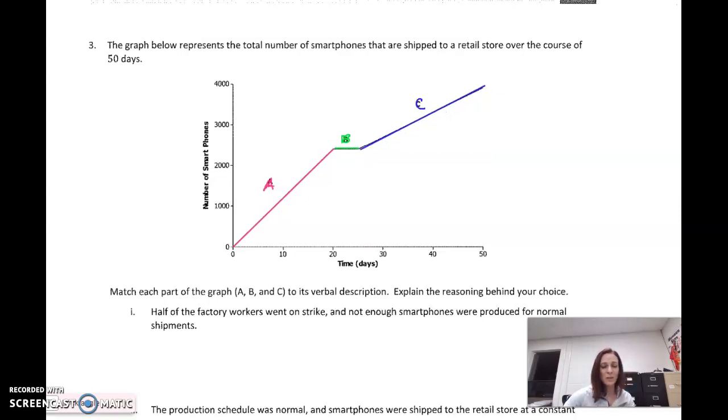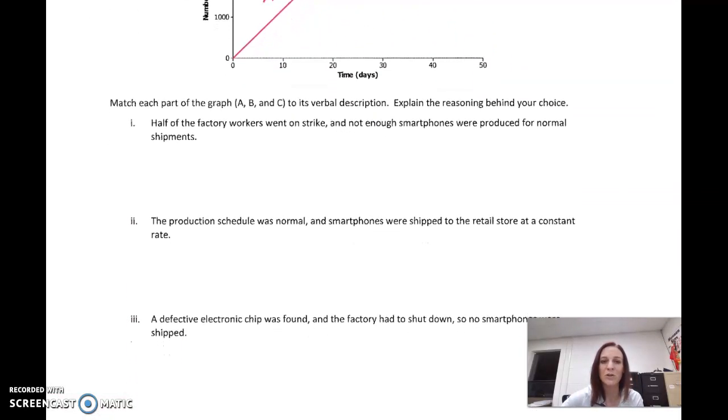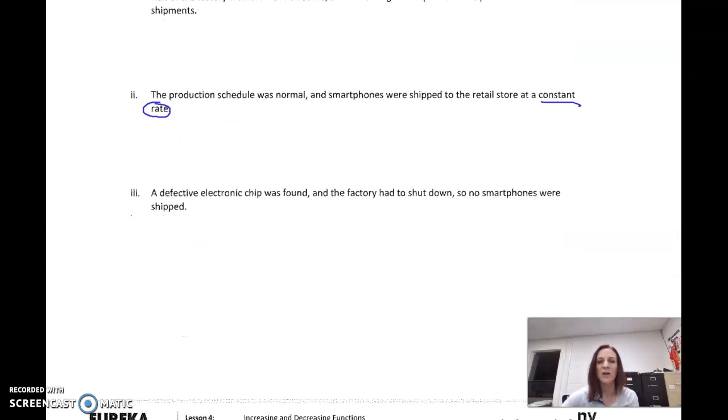All right, so match each part of the graph A, B, and C to its verbal description. Remember, a lot of different ways to show functions, right? Verbal description, equation, table, graph. And then we want to explain the reasoning behind our choice. Okay, so our three options are: half the factory workers went on strike and not enough smartphones were produced for normal shipments. Number 2 here, the production schedule was normal and the smartphones were shipped to the retail store at a constant rate. That doesn't mean constant function, it means the rate was constant. And a defective electronic chip was found and the factory had to shut down, so no smartphones were shipped.